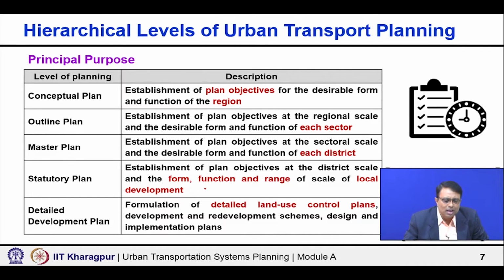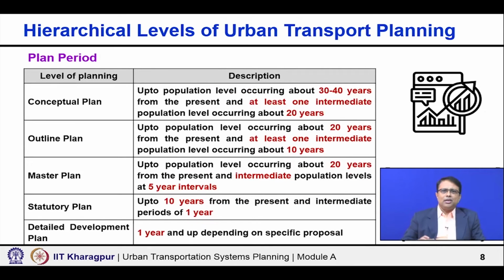Also, let us say in terms of plan period, conceptual plan is a much bigger umbrella. So, up to population level which we expect to occur about 30 to 40 years from present. That is the kind of time dimension we are talking, and at least one intermediate population level occurring about 20 years. So, 30 to 40 years, that is the span, and in between we are taking at least one intermediate level in about say 20 years. That is the kind of plan period that is considered.